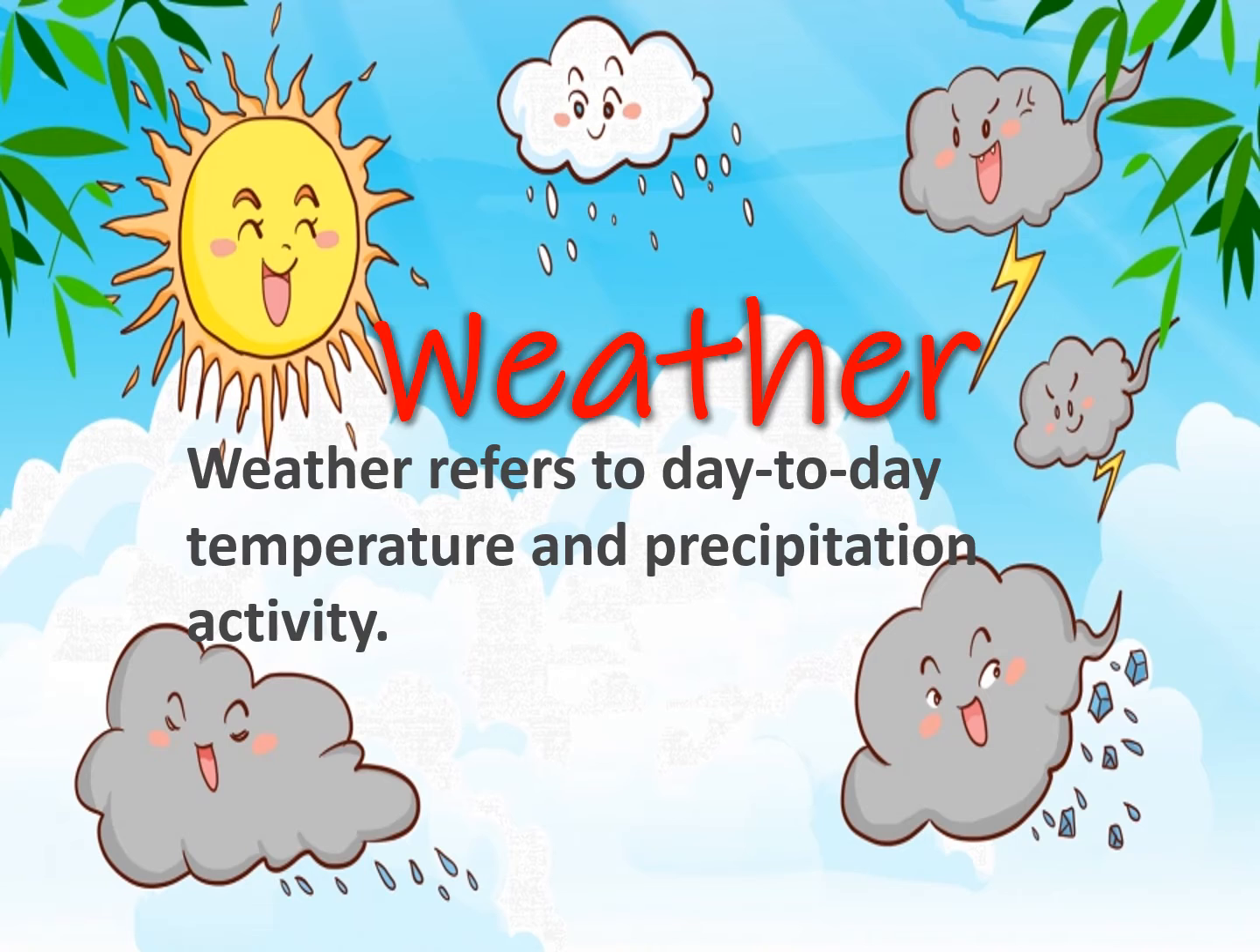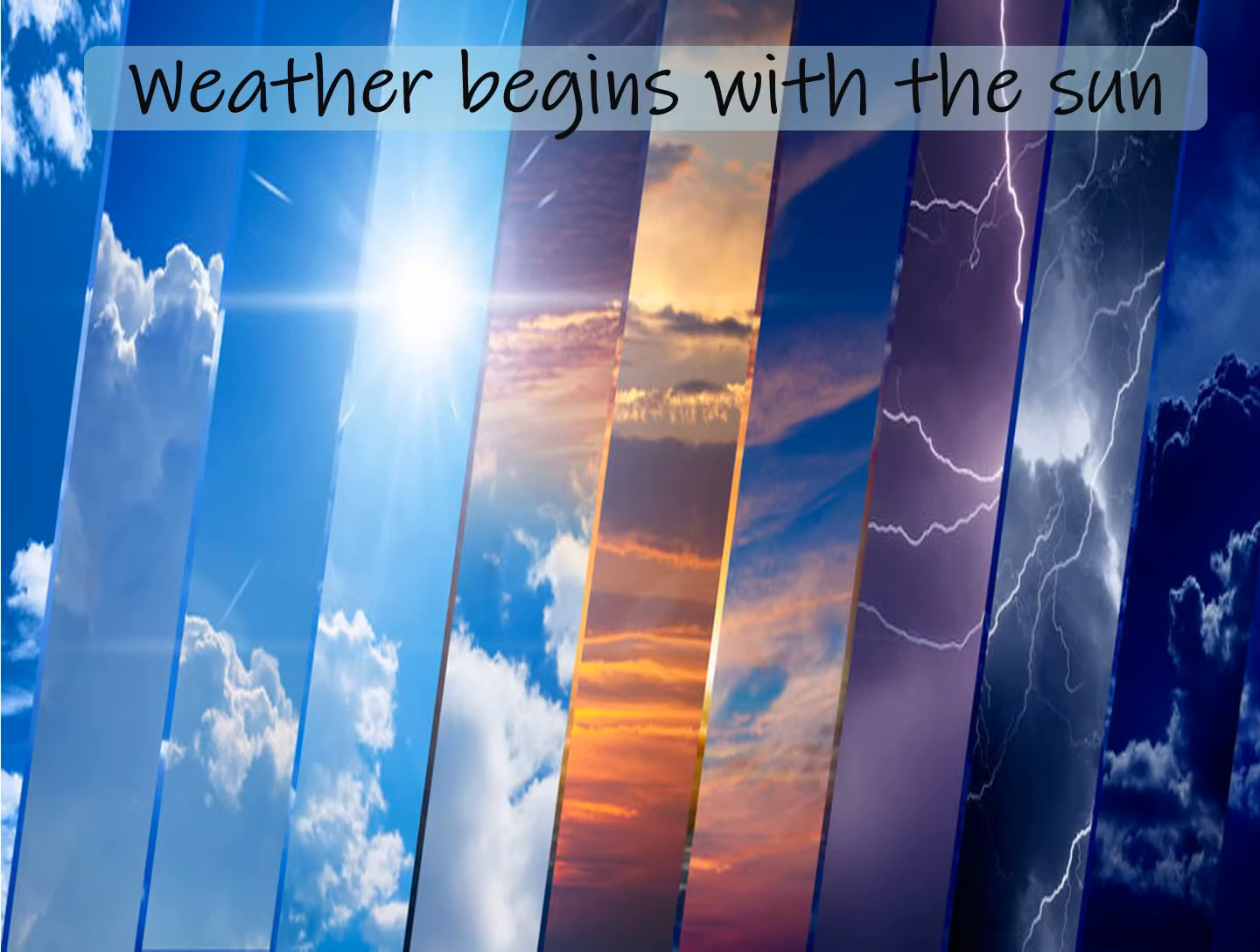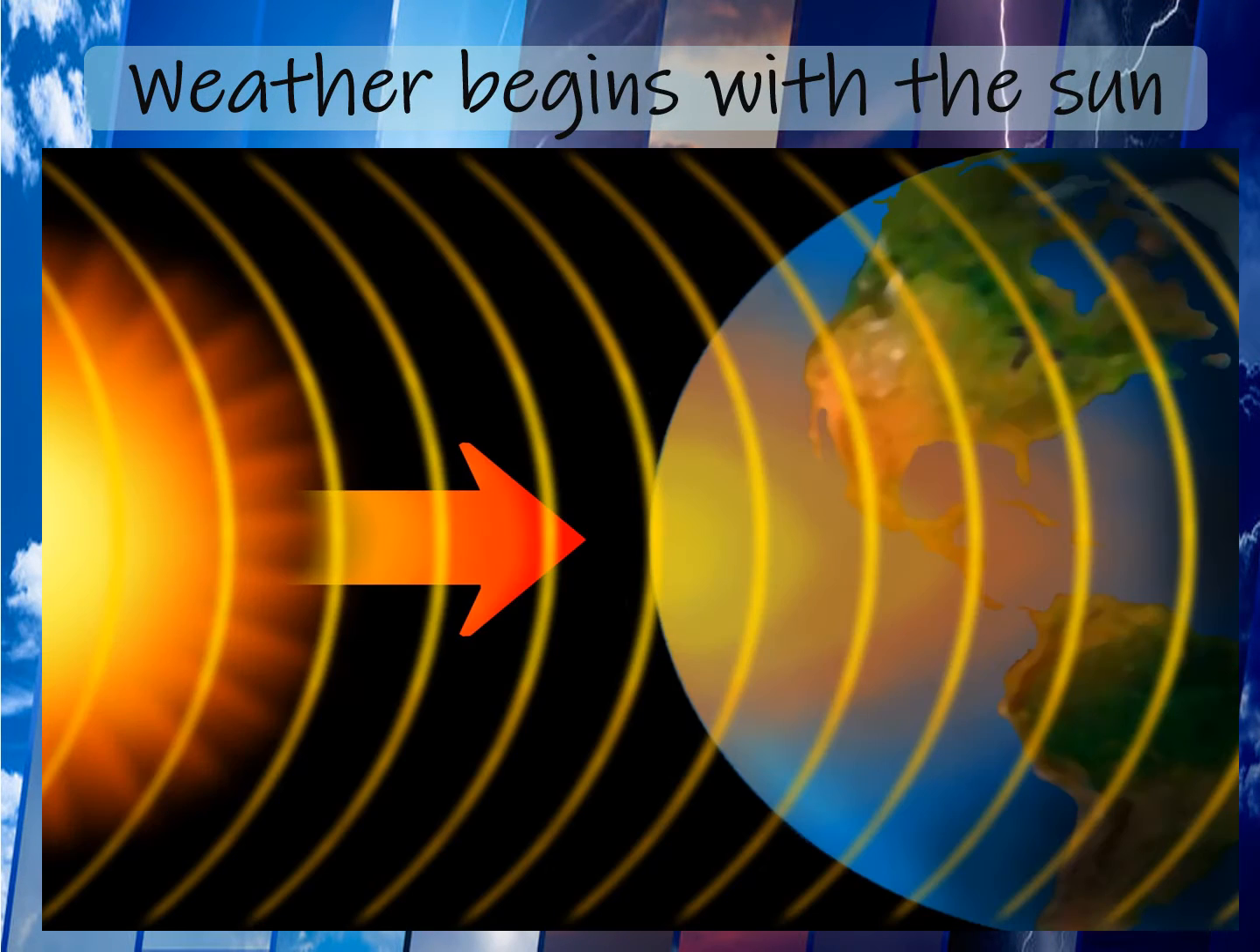Weather refers to a day-to-day temperature and precipitation activity. Weather begins with the sun. We like to say that the sun is where it all begins because it drives every aspect of weather. Weather systems start because the sun's energy heats up some parts of Earth more than others. The sun warms our seas, steers our atmospheres, generates our weather, and gives energy to the growing green plants that provide the food and oxygen for life on Earth.